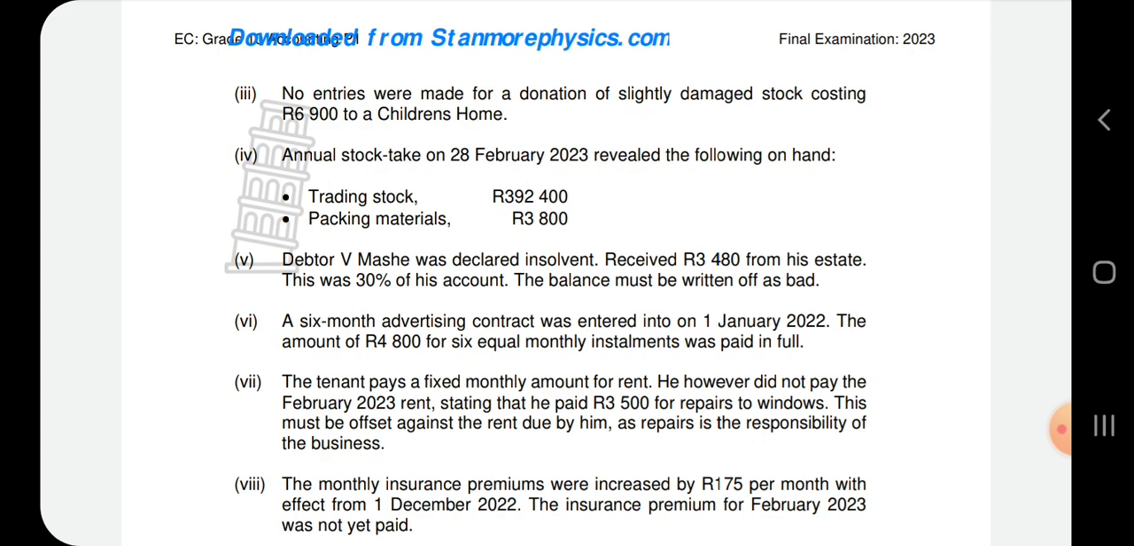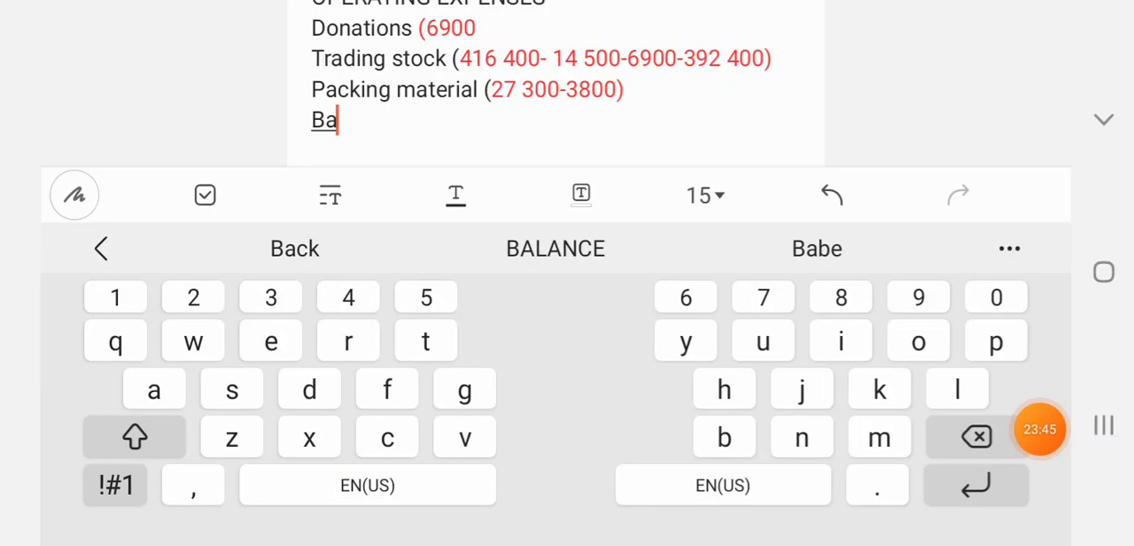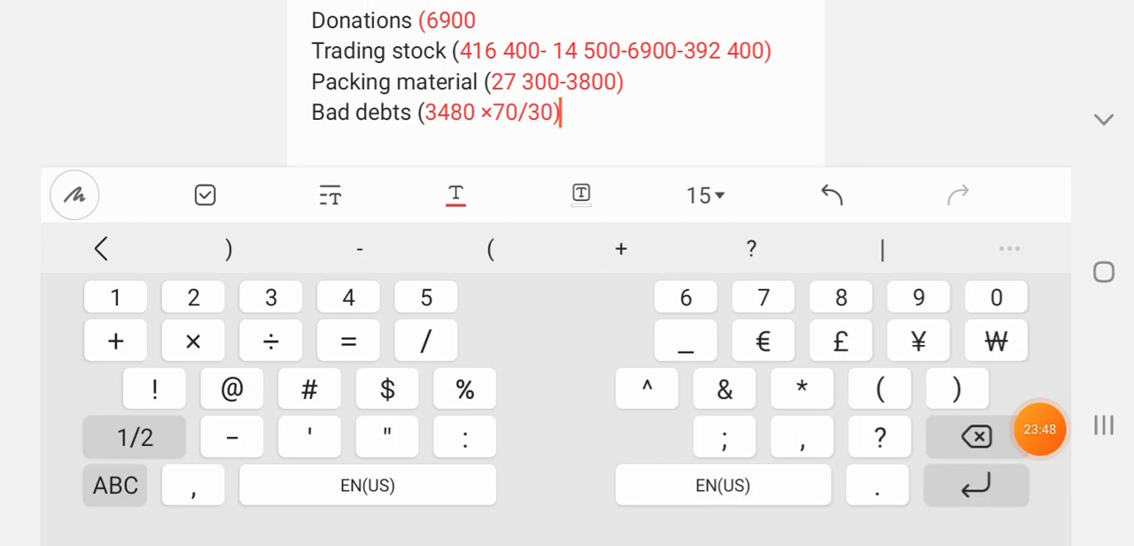So this is how you'll calculate your bad debt, and what you'll get is 8,120.